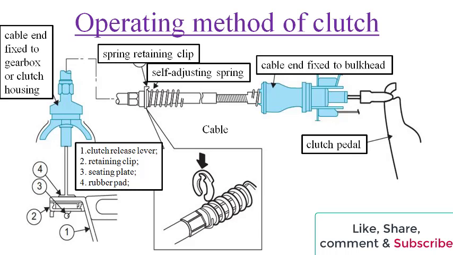The clutch cable works on a simple lever principle. The clutch pedal is the first lever. Movement is transferred from the pedal to the second lever, which is the release fork. The fork in turn moves the release bearing to operate the clutch.